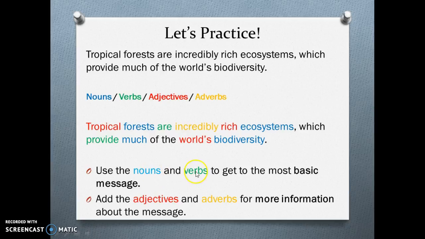So we use nouns and verbs to get the basic message. And we use adjectives and adverbs for more information about the message.